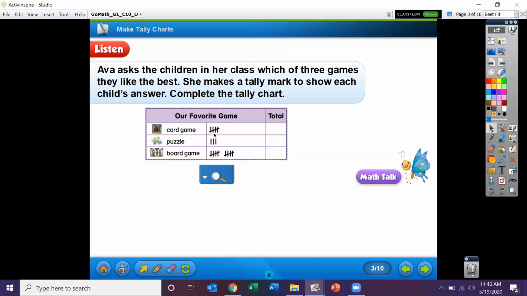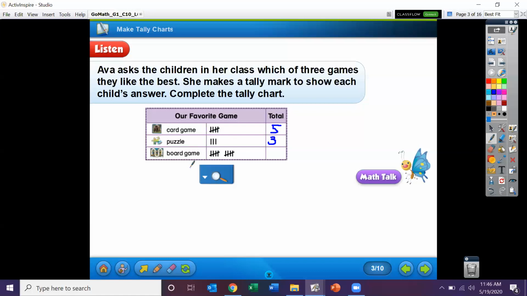So let's take a look at card games. We have 1, 2, 3, 4 tally marks and then 1 slash. So because we have the slash, that makes 5. So let's write in a 5 right underneath where it says total. Okay, so that means 5 children chose card games. Now let's look at puzzles. How many tally marks? 1, 2, 3. So 3 children chose puzzles as their game that they liked best.